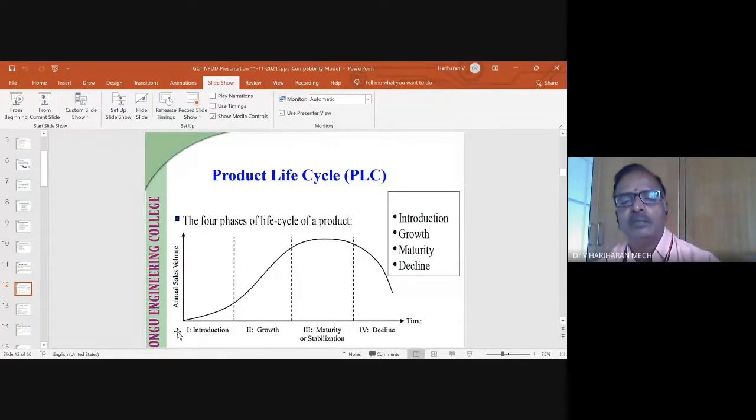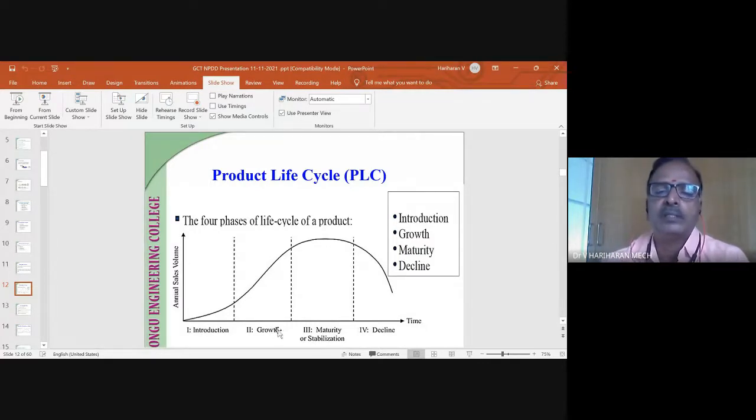Now in the initial phase, you see that the sales are very small only. You see that the curve will be indicating here. It will be slowly rising. So in the introduction phase, the sales are very small and also the profits are very small.